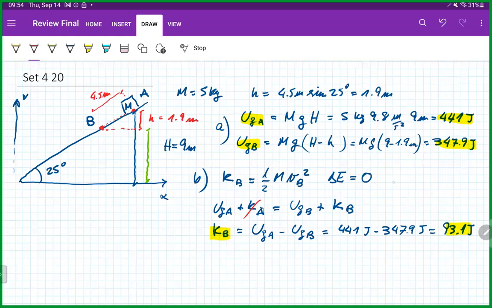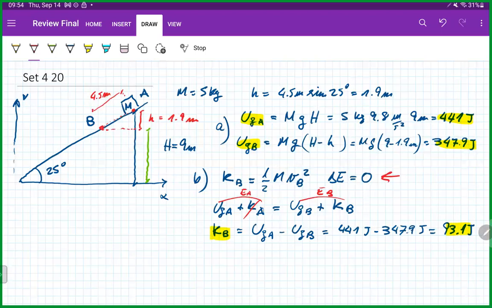But this is fundamental, right? So we need to establish that there is no change in the total mechanical energy of the system. So we are able to state this, right? Because this is going to be EB and this is EA. So the total mechanical energy at point A and at point B are the same.